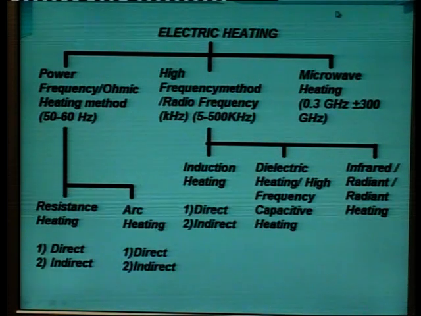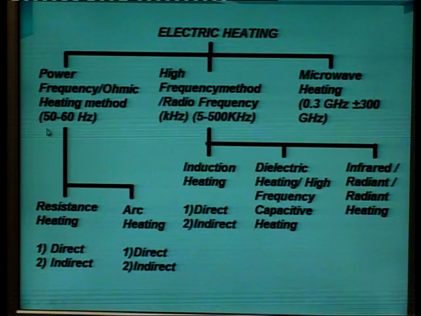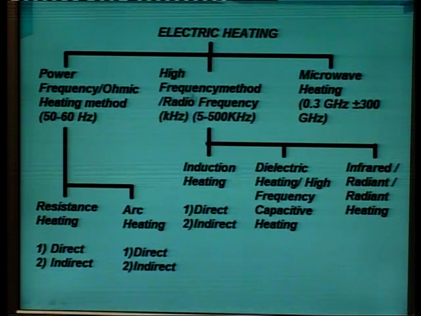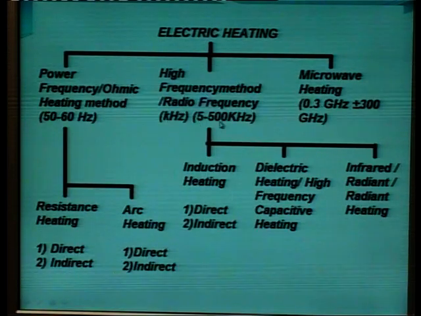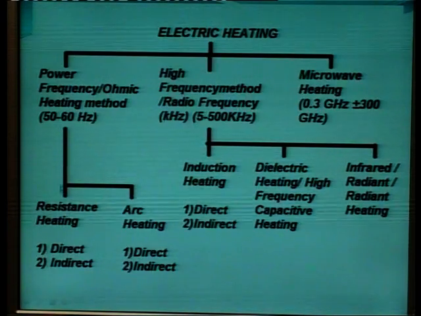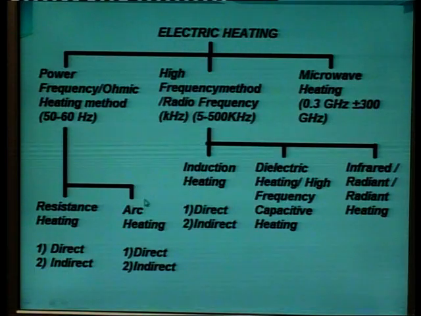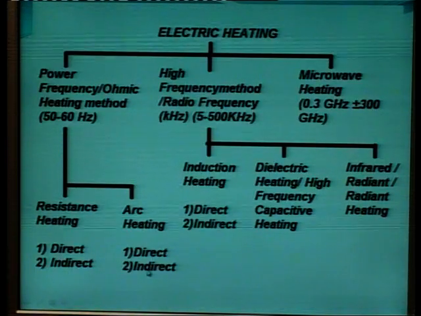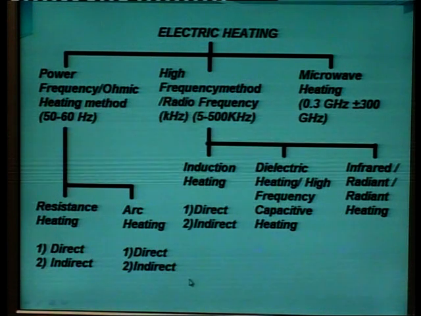So electric heating again has two main types: power frequency at 50 or 60 hertz, and the second is high frequency methods at basically 5 to 500 kilohertz. Again, power frequency is of two types. Resistance heating, direct or indirect. Second is arc heating, which again has two types, direct arc heating and indirect arc heating.